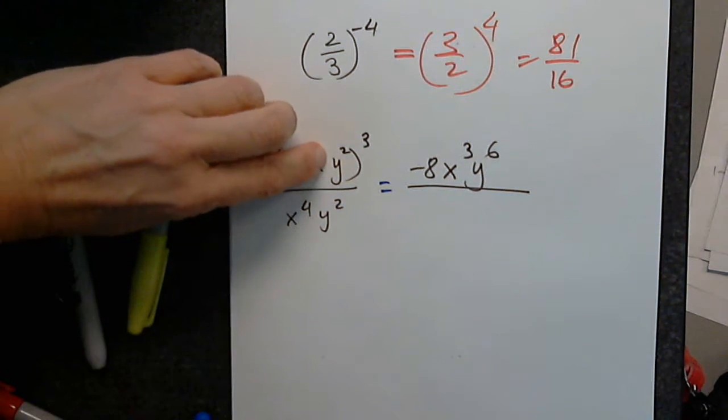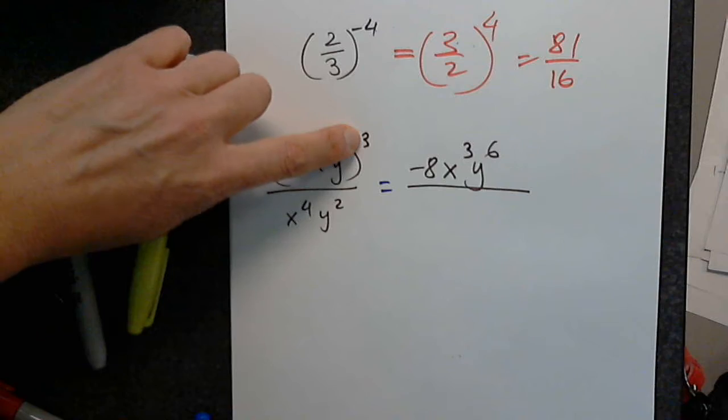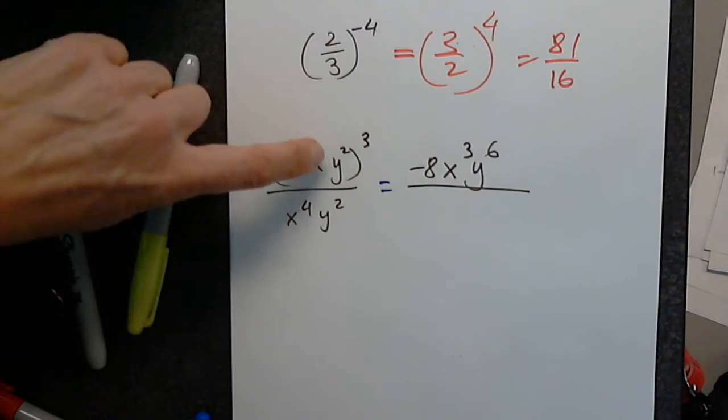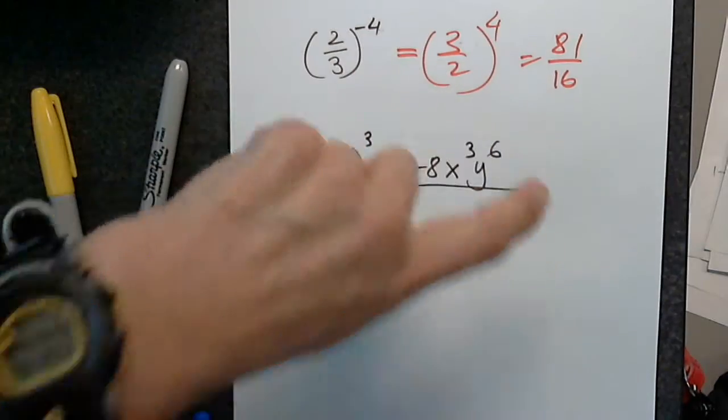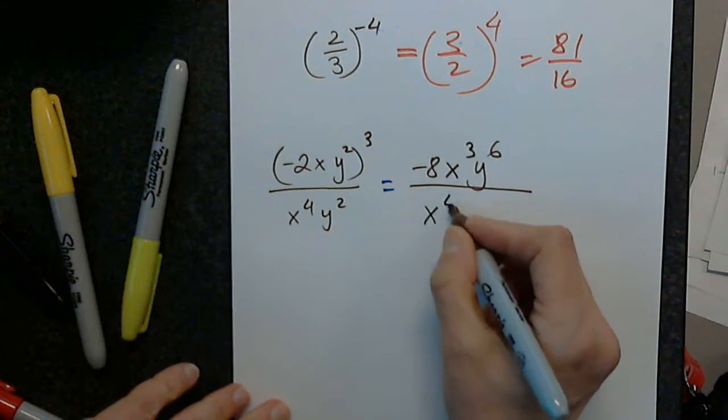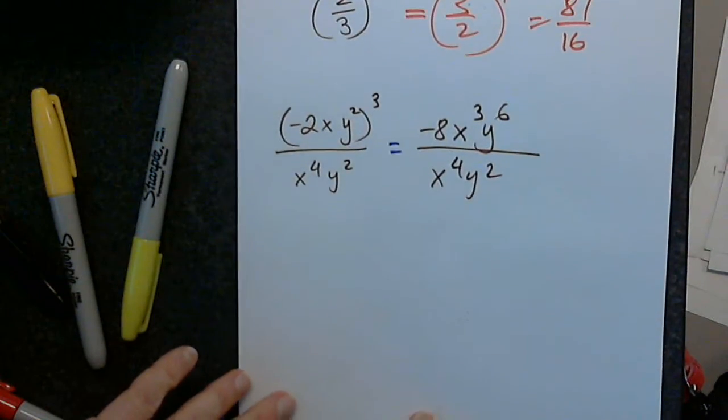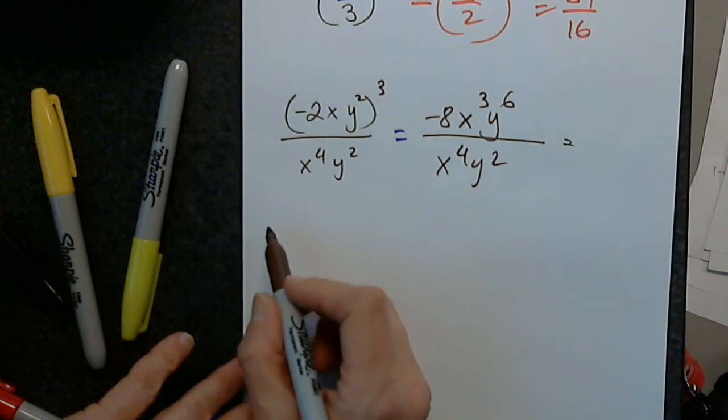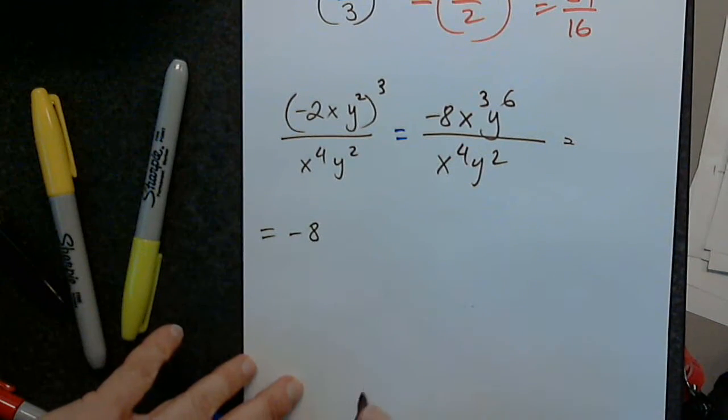So power 1 times power 3 is 3. Power 2 times power 3 is 6. And then x to the fourth, y squared. -8, no one can change.